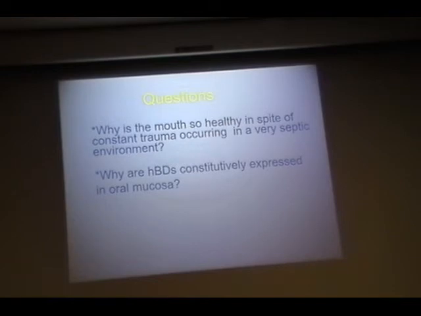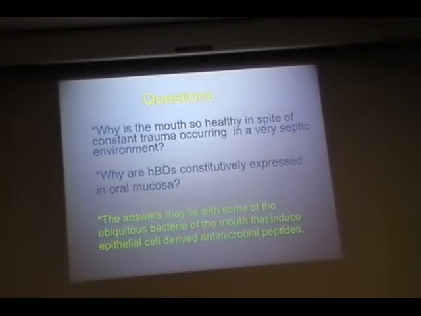So why is the mouth so healthy in spite of constant trauma? Why are HBDs constitutively expressed in oral mucosa? The answer may lie with some of the ubiquitous bacteria in the mouth that induce epithelial cell-derived antimicrobial peptide. So the take-home with this, without having to go into the slide, you can look at the slides. I don't want to spend more time on this.